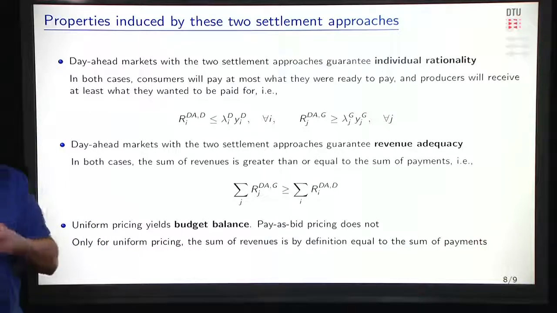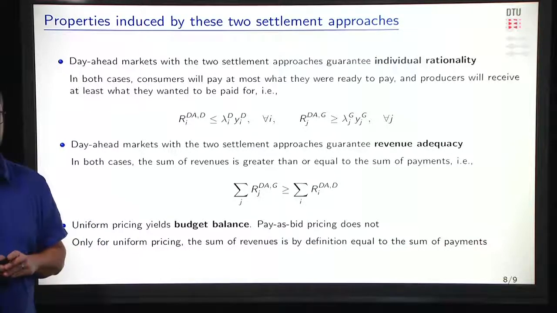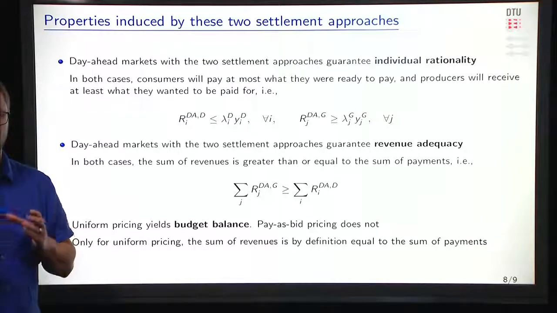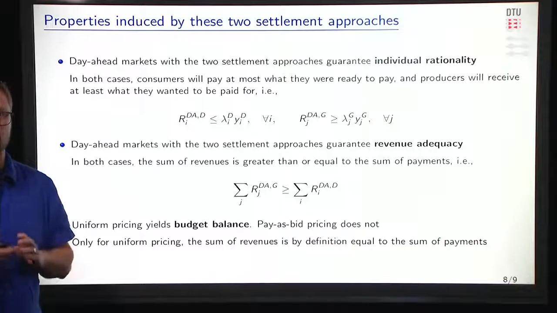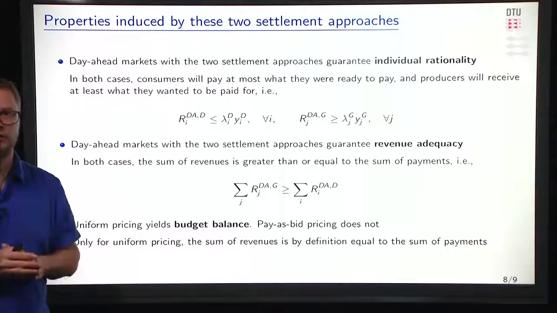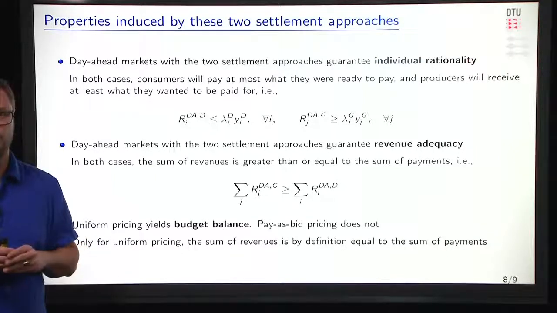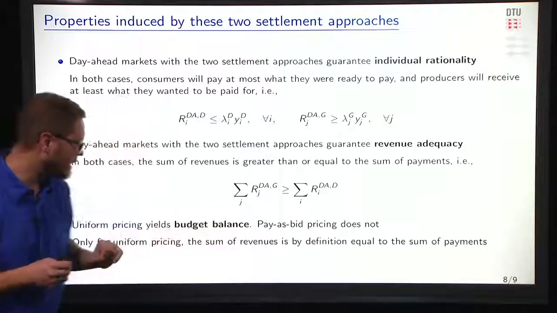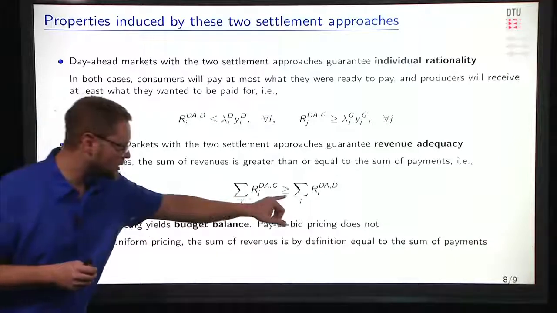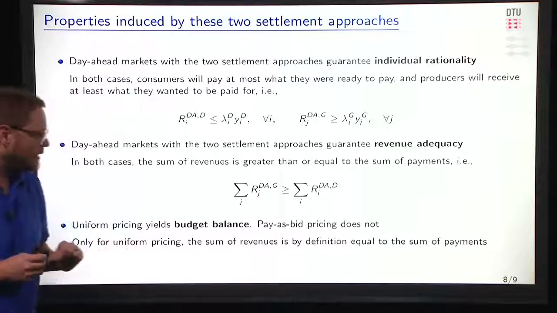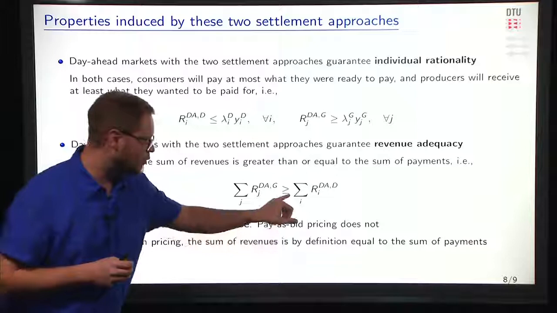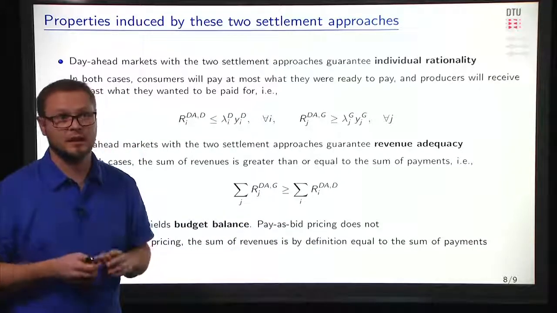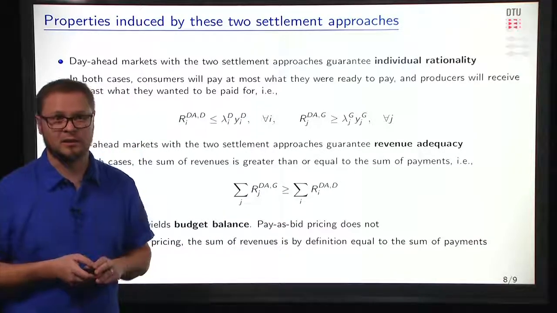Finally, one of the two settlement approaches yields budget balance, which is the strict correspondence between the sum of the revenues and the sum of payments. So if you rethink this inequality, actually we have, in the case of uniform pricing, a strict equality, while in the case of pay-as-bid, we only know we have this inequality, but we don't know if we can get the equality.